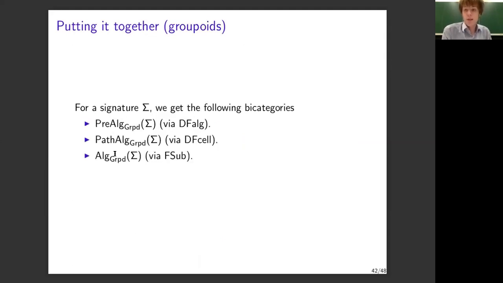For groupoids, we can do the same thing. Again, we need to define pre-algebras, pod algebras, and then algebras. And we can use the same constructions to define the same bicategories. We just need to play around with interpretation because we need to interpret all polynomials, path endpoints, and so on in groupoids instead of in 1 types. But it's done the same way.